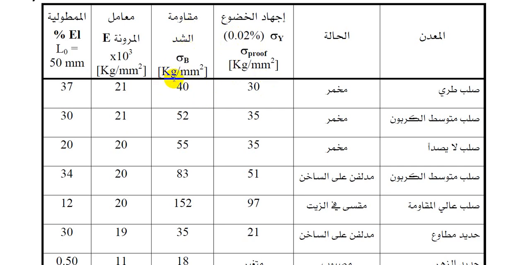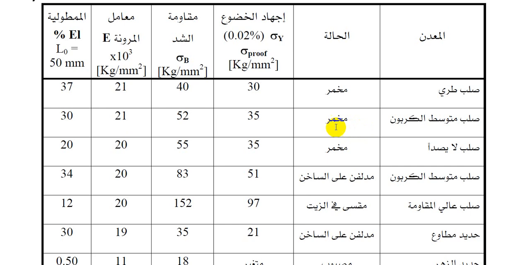As you can see, for the sigma B, it is measured at 40 kilogram per millimeter squared, with a modulus of elasticity of 21 times 10 to the power 3, as well as 37. The ductility is indicating 37 for the annealed wrought steel, as you can see right in front of you, according to the standardized gauge length.